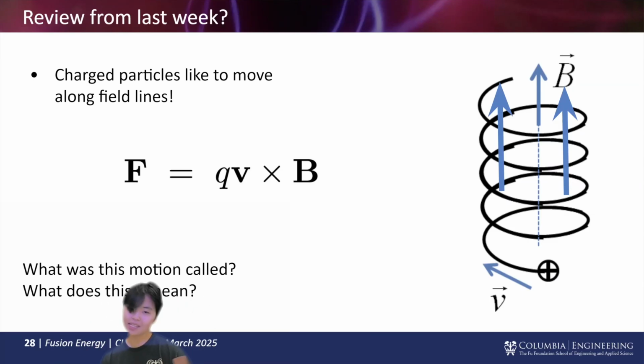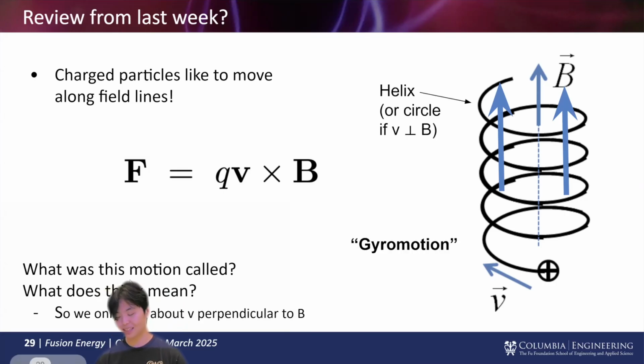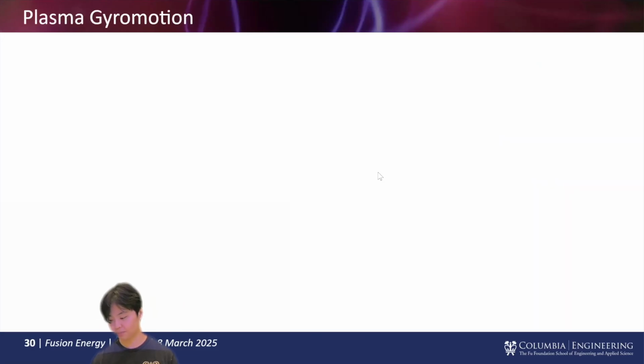A quick quiz that I usually like to ask is: what was this motion called, and what does that X in the equation mean? We're not in lecture right now, so we'll just move on and note that this motion is called gyro motion and the X means a cross product. It moves in a helical-like shape around the B line. It gyrates around, so your V is perpendicular to B, and remember, the result of a cross product is perpendicular to both the V and the B directions.